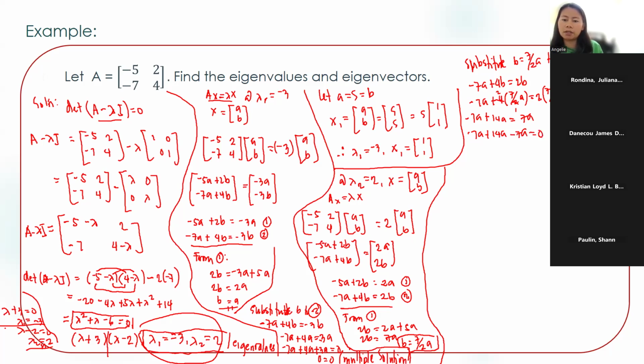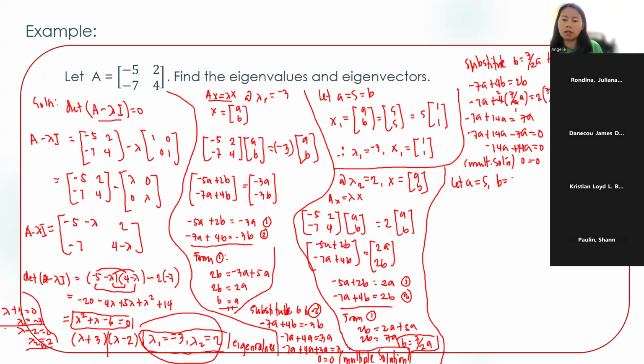7, negative 7, and negative 7 is negative 14. So, we have negative 14A plus 14A equals 0. So we have 0 equals 0 again, meaning multiple solutions. Right? So we have multiple solutions. We let A be equal to S. Then your B is equal to this one.